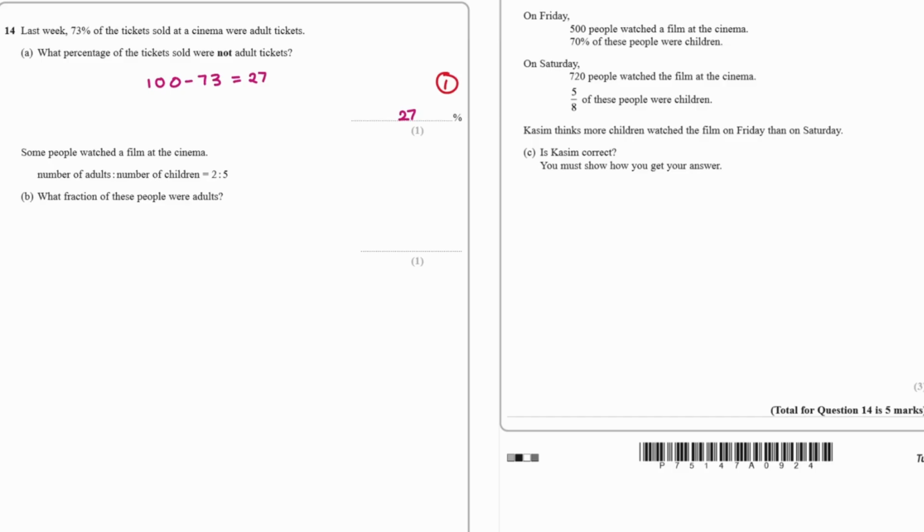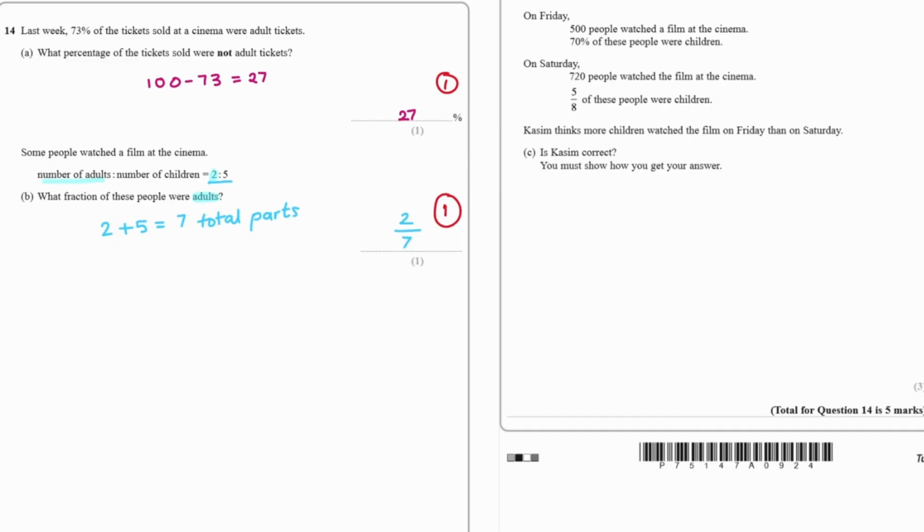The next part says, some people watched a film at the cinema. Number of adults to number of children is equal to 2 to 5. What fraction of these people were adults? So in order to find the fraction, we would first have to add this ratio, which is 2 plus 5, and that means the total number of people have been divided into 7 total parts. Out of these 7 parts, the number of adults were 2, so as a fraction, the fraction of adults can be written as 2 over the total parts, which is 7, and this is also worth 1 mark.